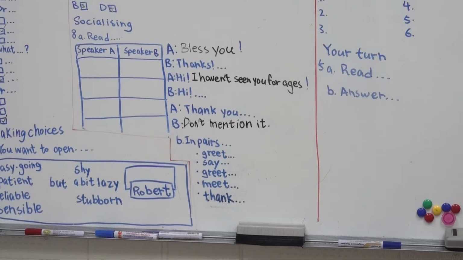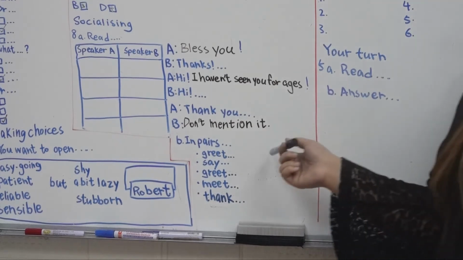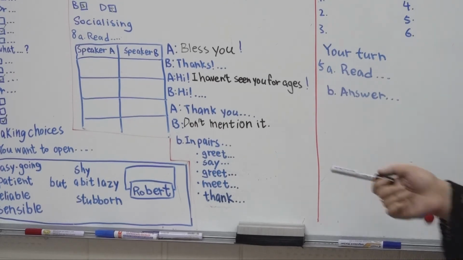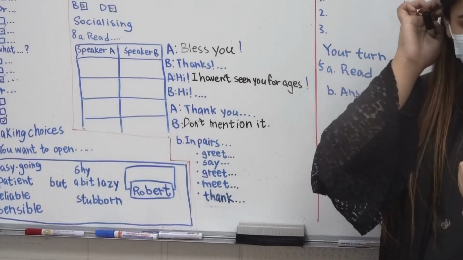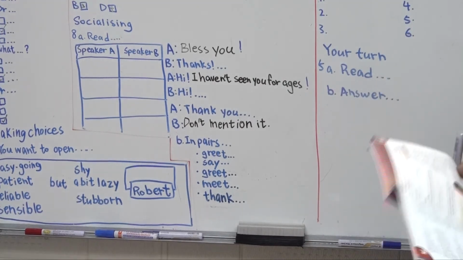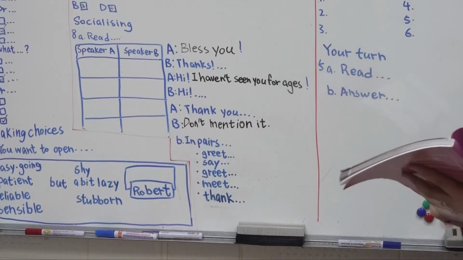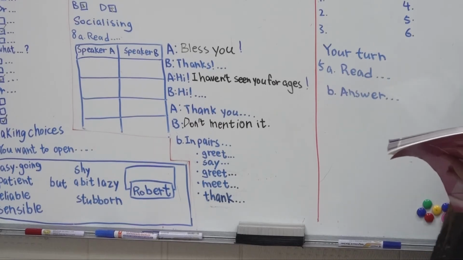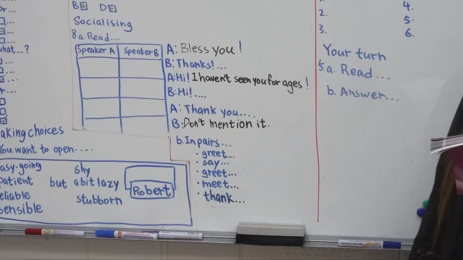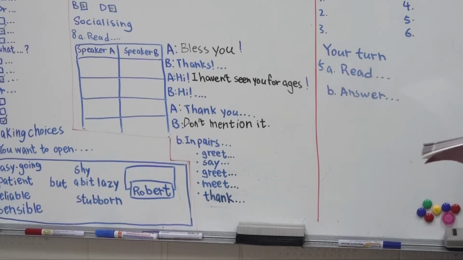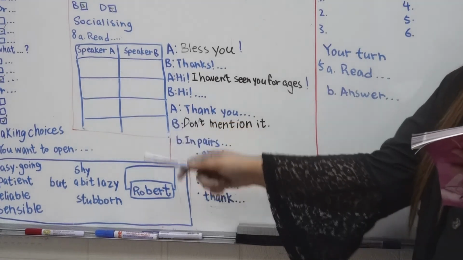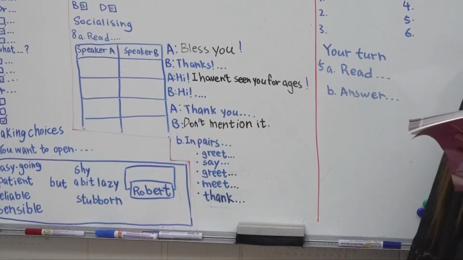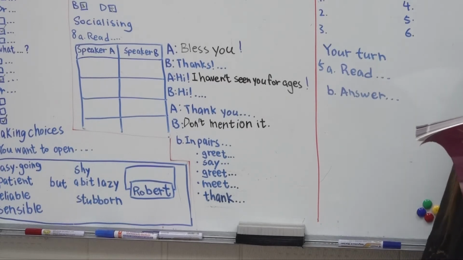Good. Now, part B, in pairs, use the table above to act out exchanges in which you, alright. So number one is you greet a friend you haven't seen for a long time. Which exchanges would you like to use? Yes, the last one in the box, right? I haven't seen you for ages, and B might say, hi, you haven't changed a bit.